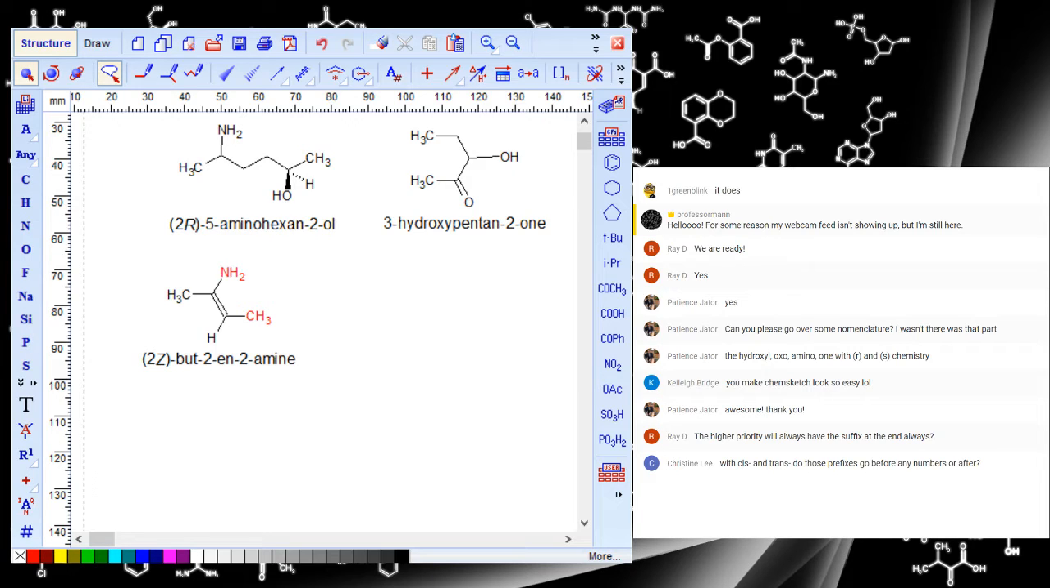With cis and trans, do those prefixes go before numbers or after? You always put the number that the group goes on, but with cis and trans, we don't really put a number with those. So you would just have cis or trans and then the name of the molecule.